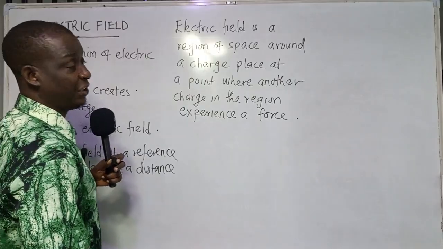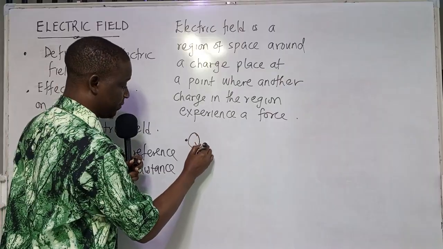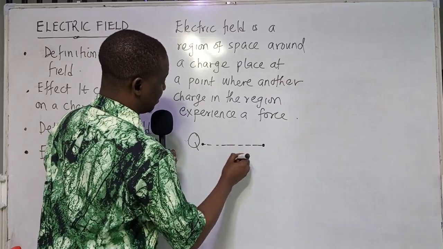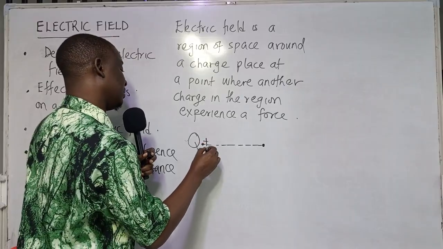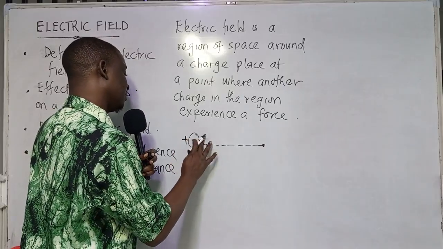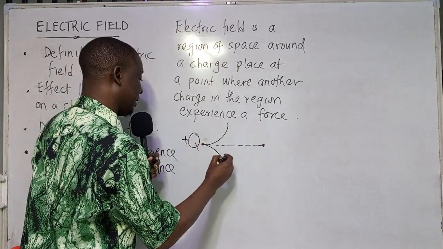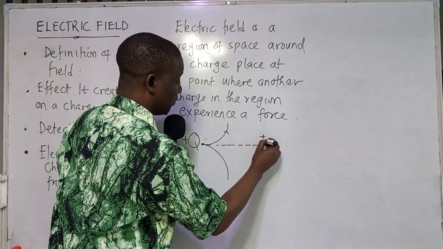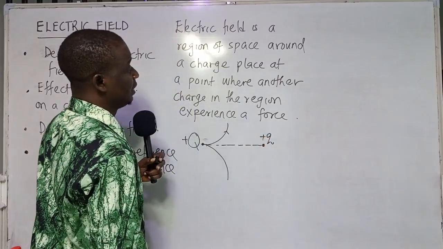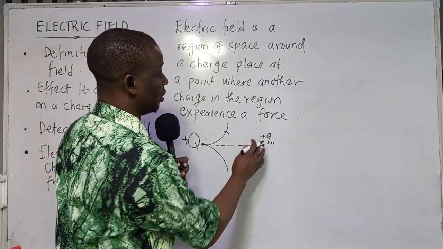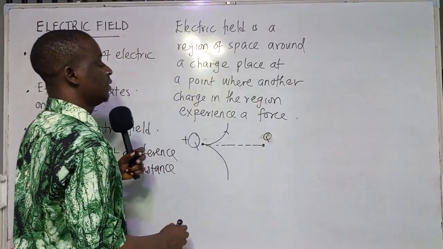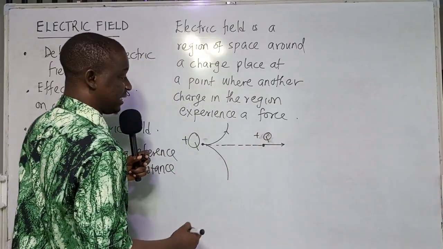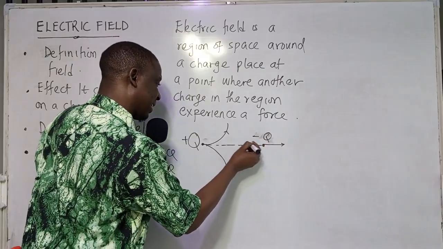So that means that if I have a reference charge here at this point, it is creating an electric field. For example, let's say this is a positive charge. Now this positive charge will create an electric field around it. When you have another charge, maybe a positive test charge, it will exert a force on this one. If it is a positive charge, it will repel, creating a repulsion force. If it is a negative charge, it will create an attraction force.